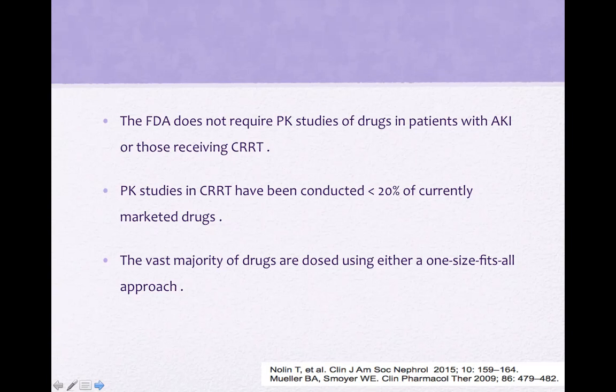Now, if we look at all the drugs available, we can roughly divide the drugs into three broad categories. That is, the drugs which have a wide therapeutic index, like the antibiotics, drugs which can be used by titration to the effect, like your antihypertensives, and drugs which can be used by therapeutic drug monitoring. By far, among all the three categories, the last category, drugs where therapeutic drug monitoring is available, is of least priority to us when we talk about the PK/PD of drugs in patients with AKI.